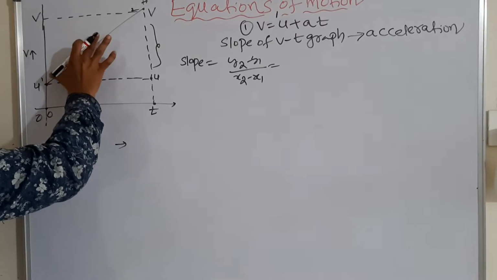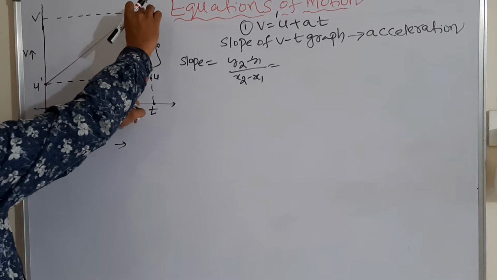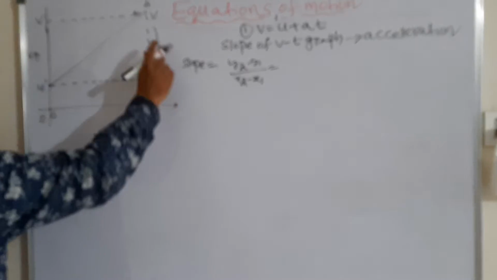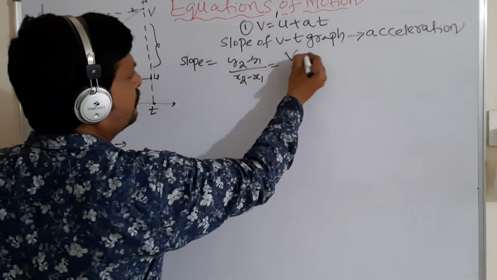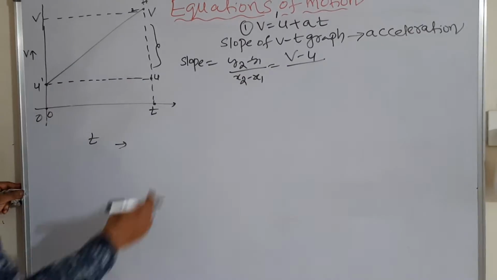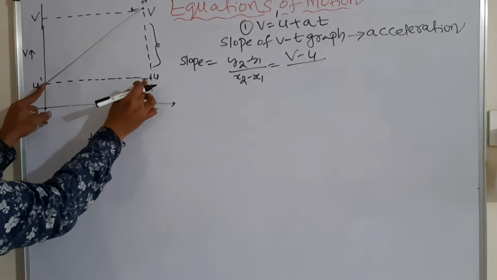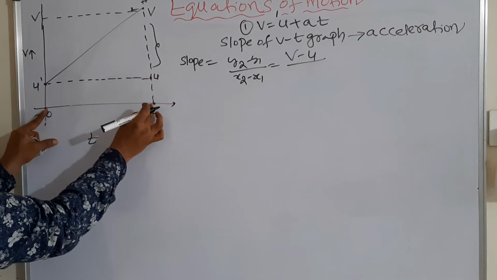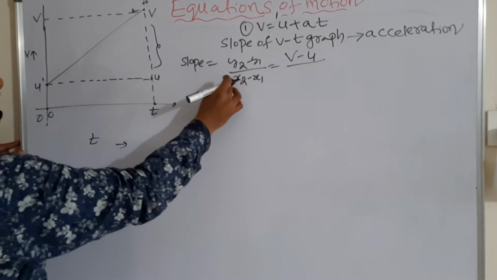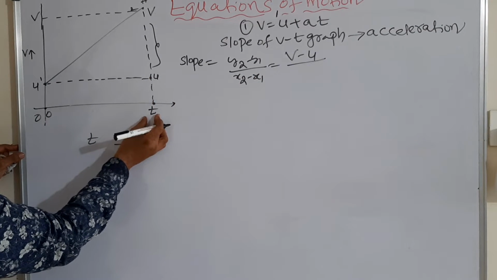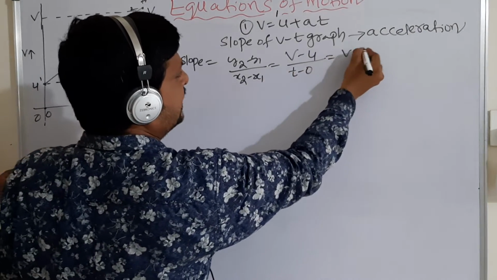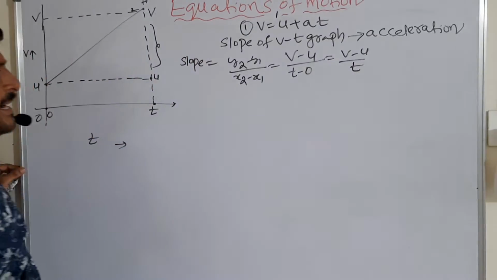This is the slope. So if you want to find this slope, we need this length by this length. So what is the length of this one? This length is nothing but v minus u. Change in y-axis, v minus u, by x2 minus x1. So this is x2 minus x1. This is x2 minus x1, where the x2 value is t and the x1 value is 0. So this is t minus 0. So this is equal to v minus u by t.